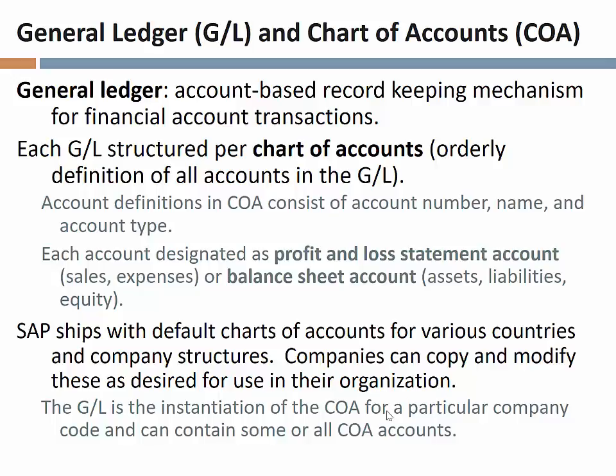And the last part is important to understand, and can contain some or all chart of accounts accounts, which means that we might have an account that is defined in our chart of accounts, but because we copied this from some other reference source, we may not ever have a need for that particular account. And so it's listed in our chart of accounts, but we don't have any details on it. Or another way of saying that is we don't actually have a general ledger associated with that particular account because we've just never had cause to use it.